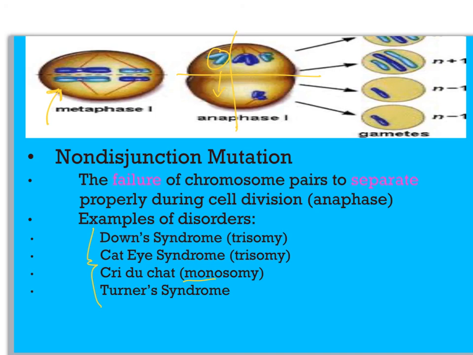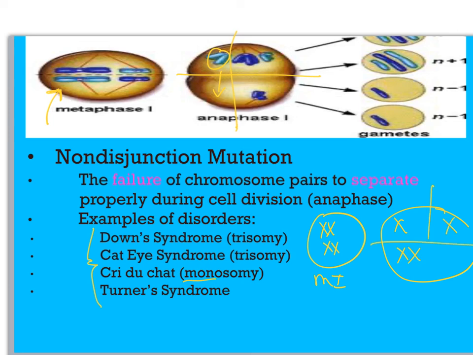So anyway, non-disjunction. You have metaphase, it lines up in the middle. And then in anaphase, it's supposed to split. And it doesn't split appropriately. So when those split into 4 new cells, this one, if it's fertilized, will become a trisomy. This one, if it's fertilized, will become a monosomy. If these two are fertilized, they will be normal.